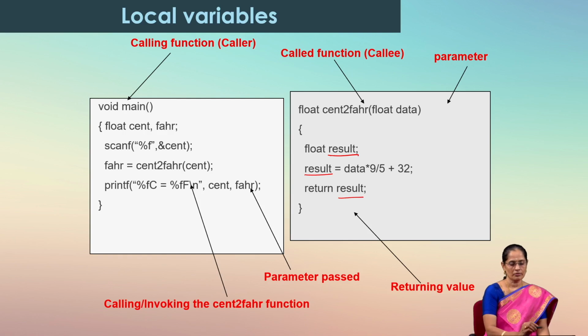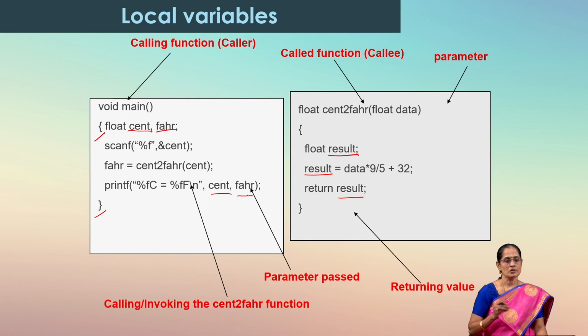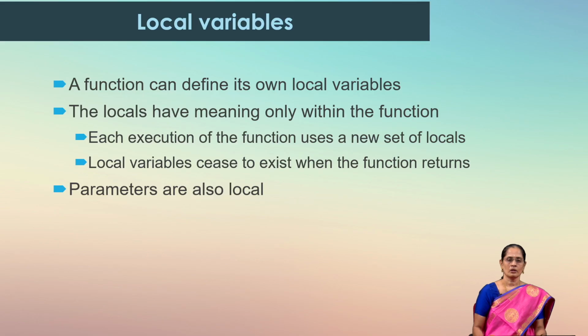Similarly, in the main function, we have defined two variables, cent and FAHR. The scope of these variables lies only within this function, that is, between the starting and closing braces. After the closing brace, if you try to use the same variable names cent and FAHR, it is not possible. So, local variables can be accessed only within the function body. A function can define its own local variables, which have meaning only within that function.